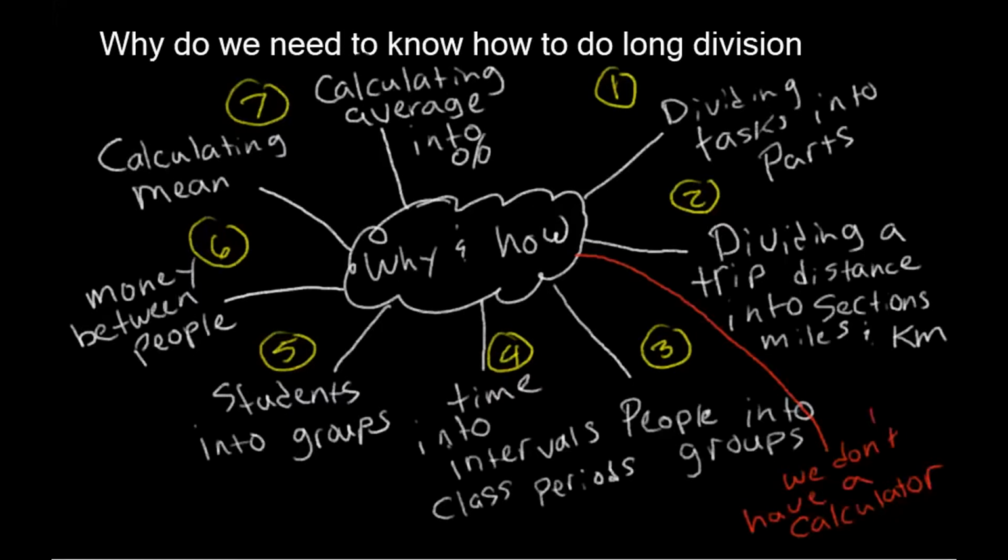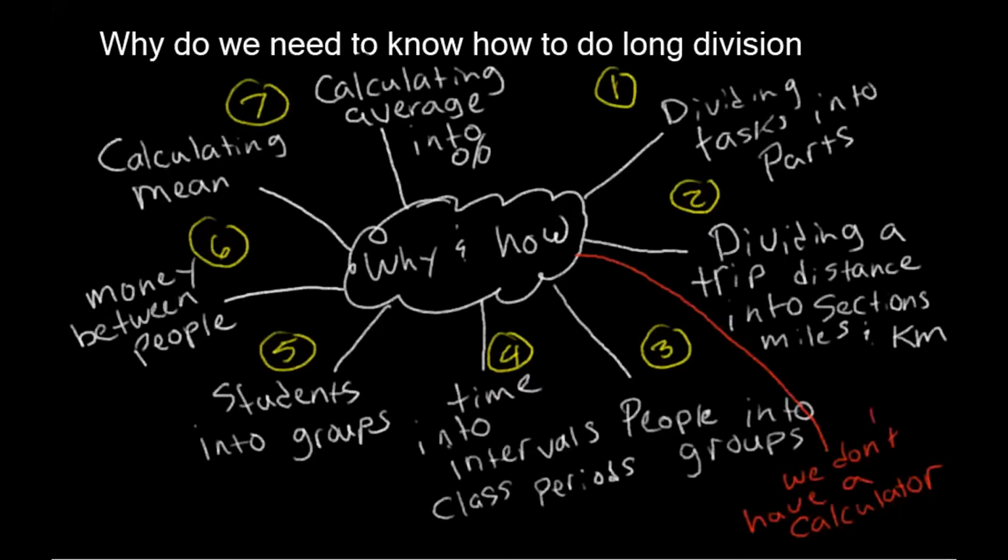Number five, students into groups. We do this all the time, and it's kind of like number three, but maybe we'll identify students by hair color or calculate the percentage of people in the class that have blonde hair, or the number of girls, or the number of boys, or the number of baseball players to soccer players, or whatever. So we can group students into groups, and that's a statistical thing, and we'll get into that later as well.